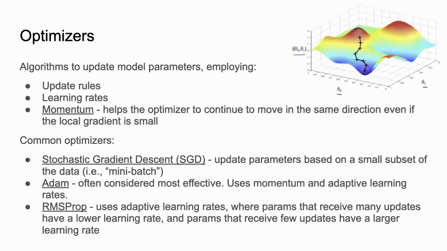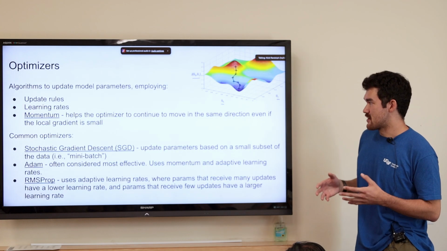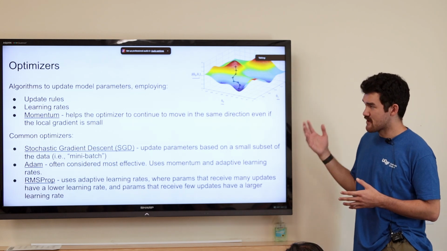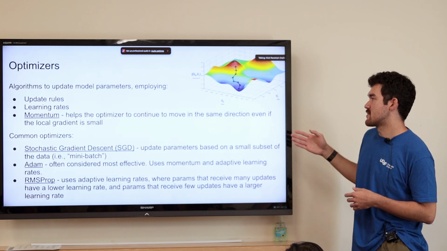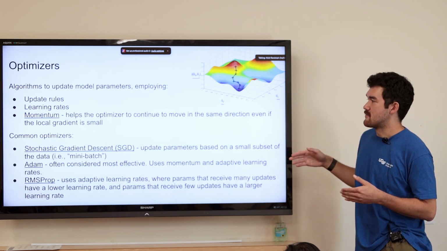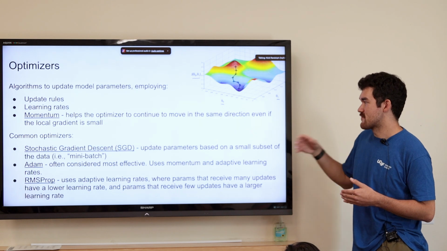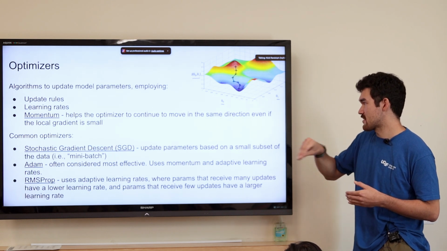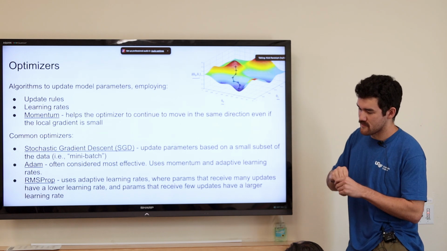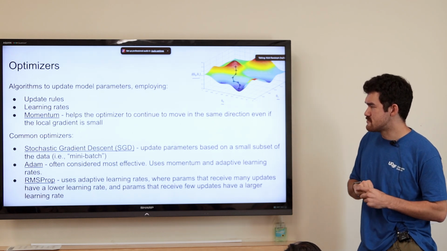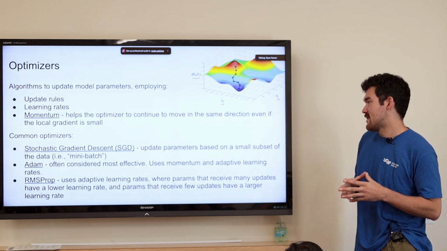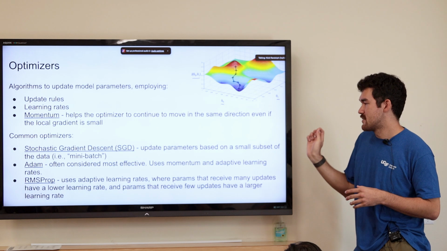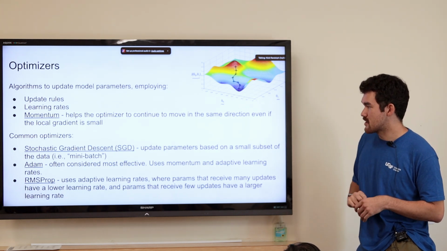Also important in training a neural network are optimizers, and they are simply algorithms used to update the model parameters, which may have different update rules or learning rates. One advancement is in using momentum, which effectively helps the optimizer continue to move in the same direction that it was previously, even if the current or the local gradient is small. And common optimizers include stochastic gradient descent, where you're mini batching the data and descending the gradient of that mini batch.